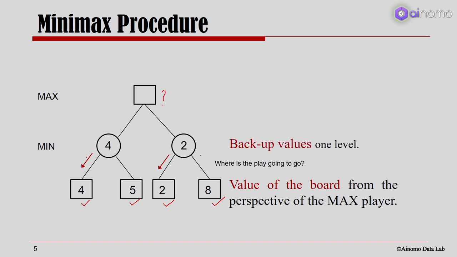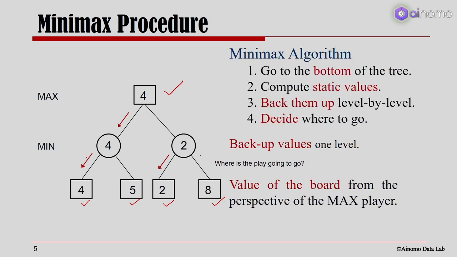Now, these are the backup values one level up. Having got these backup values, it becomes easier at this level where max is to realize where to go, because max's idea is to maximize the total. So he goes towards the left and takes up 4, and therefore we have a 4 at the root node. Now, a couple of things to observe in this small game tree and the way these values have been backed up is in order.